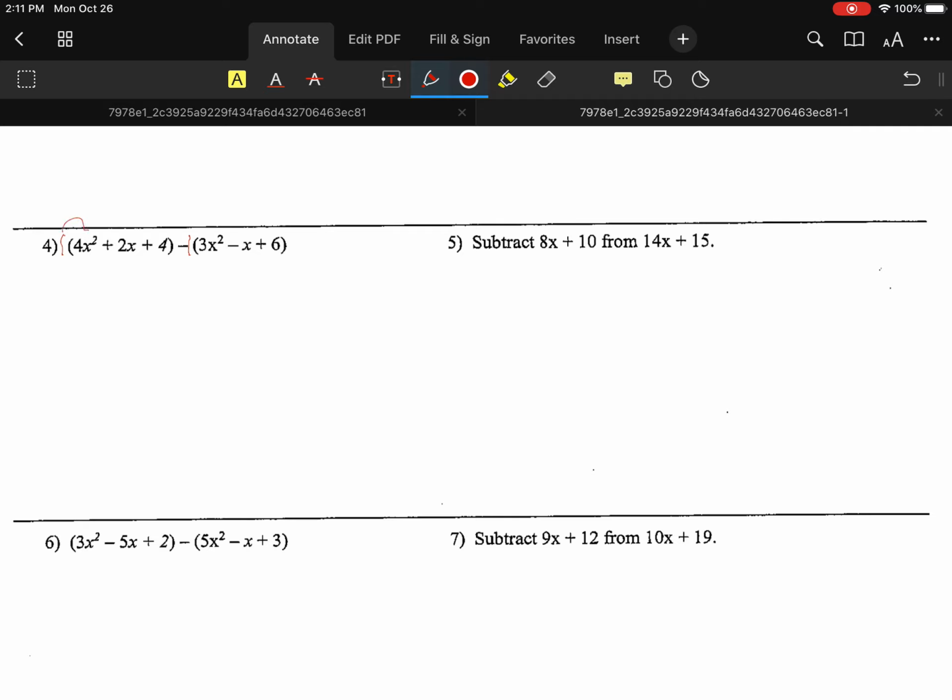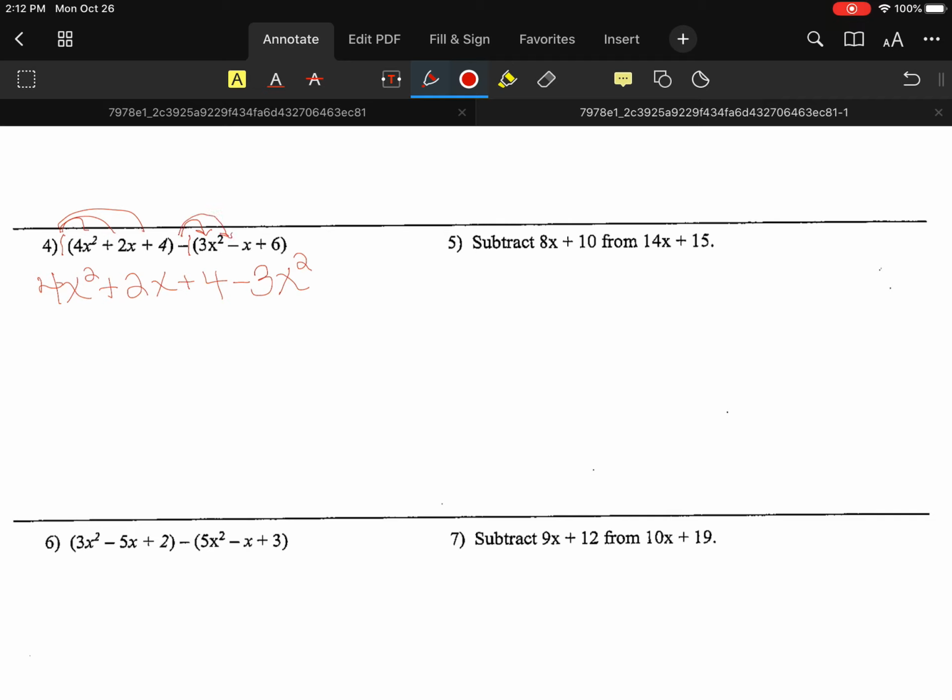1 times 4x squared is 4x squared. 1 times 2x is 2x. 1 times 4 is 4. So everything stayed the same in the first set because you're multiplying by a positive 1. It's the second set that you have to be extra careful about. Make sure you're using your calculator or your tic-tac-toe board. Negative 1 times 3. Negative times a positive is a negative, and 1 times 3 is 3. So it's a negative 3x squared.